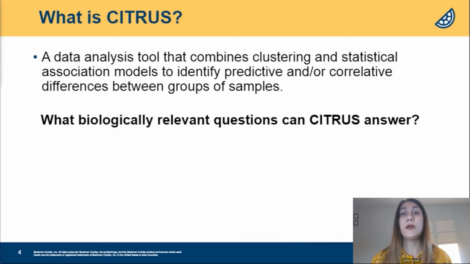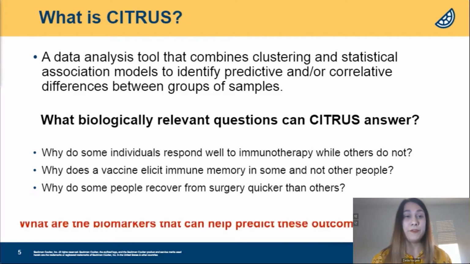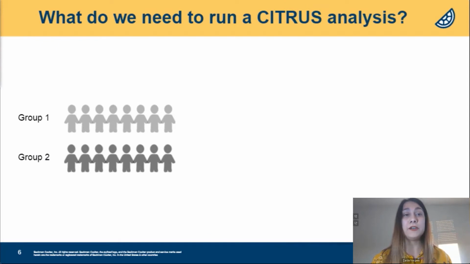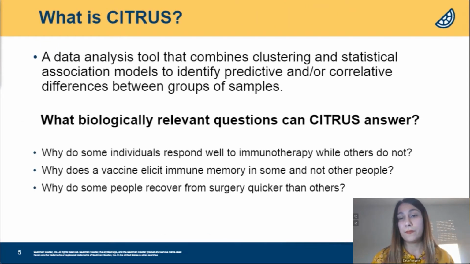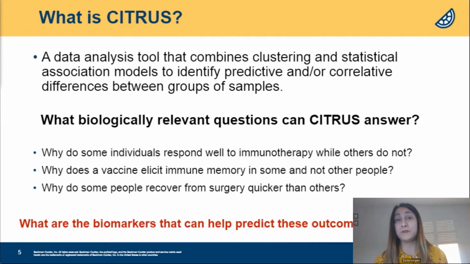For instance, maybe in your clinical research, you are looking at individuals that respond to immunotherapy versus individuals that don't. Or very important nowadays, maybe you are asking, why does a vaccine elicit immune memory in some and not in others? Or just, why do some people recover quicker from surgery? And in any case, for all the different clinical research questions that you may have, Citrus is going to give us biomarkers that can help us predict outcome ahead of time.